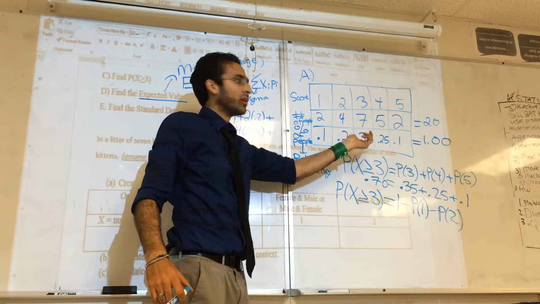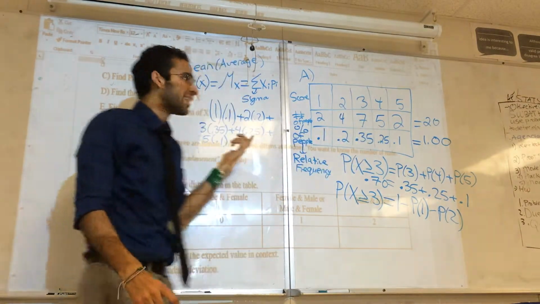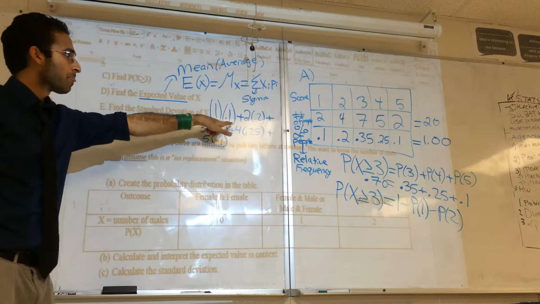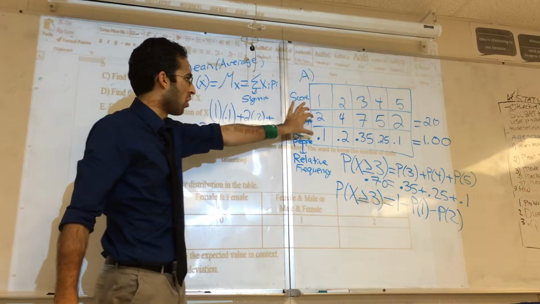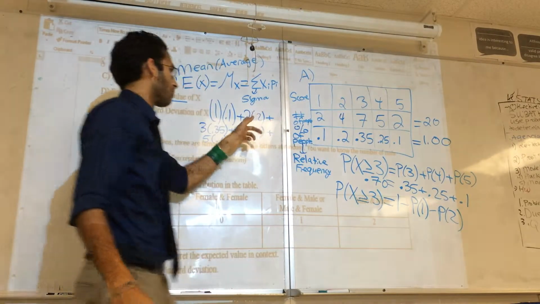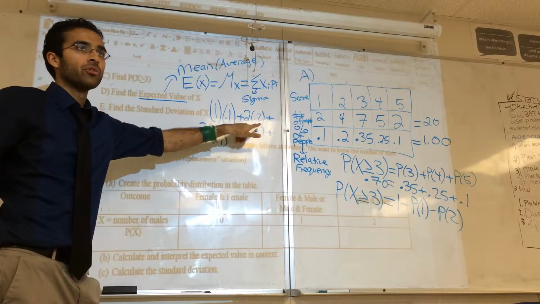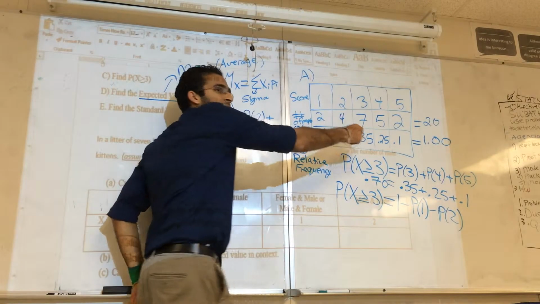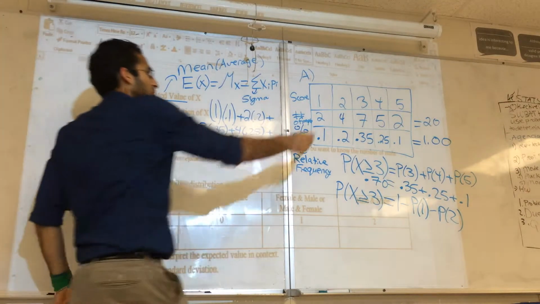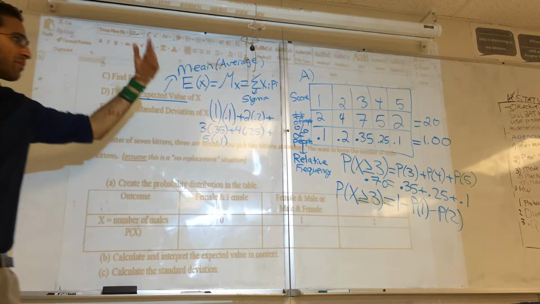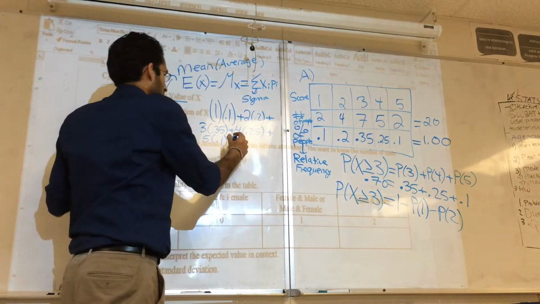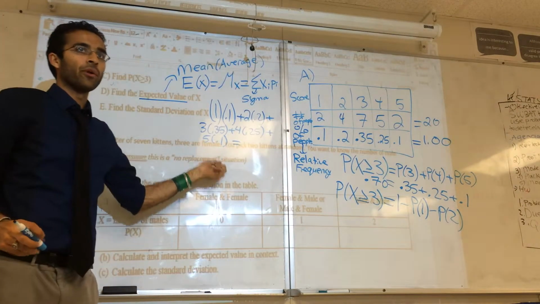A, that's in the middle. B, we have a lot of people who get a 3. We can find exactly what it is by saying, let's do 1 times 0.1, because the probability of scoring a 1 is 0.1, plus 2 times 0.2. The probability of scoring a 2 is 0.2. Plus 3 times 0.35. The probability of scoring a 3 is 0.35. Plus 4 times 0.25. The probability of getting a 4 is 0.25. Plus 5 times 0.1. The probability of getting a 5 is 0.1.